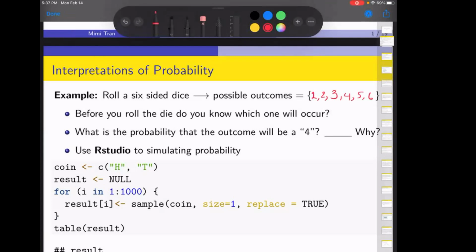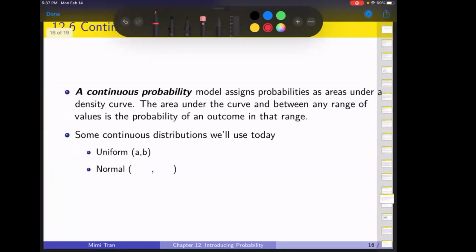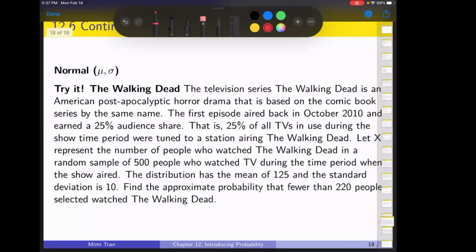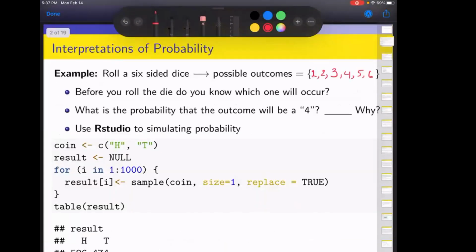Before you roll the dice, do you know which one will occur? Oops. How come it's, oh, sorry. You guys see my slide through the thing? Do you know, before you roll that, which one will occur? No, right? It's all random. My hand keeps touching the side.